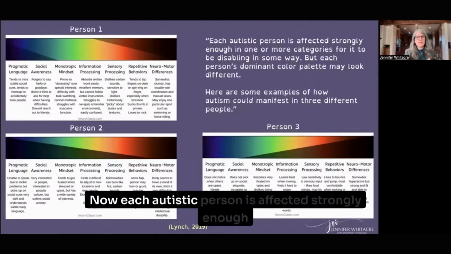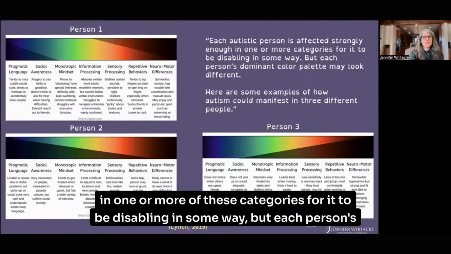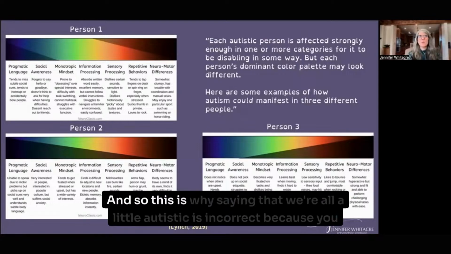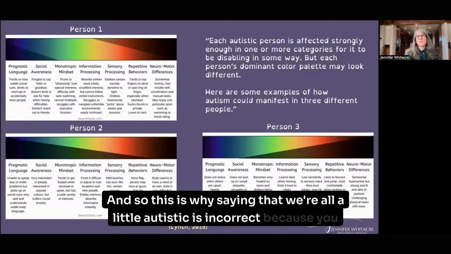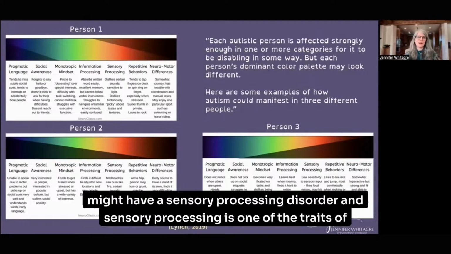Now, each autistic person is affected strongly enough in one or more of these categories for it to be disabling in some way, but each person's dominant color palette may look different. And so this is why saying that we're all a little autistic is incorrect, because you might have a sensory processing disorder, and sensory processing is one of the traits of autism.